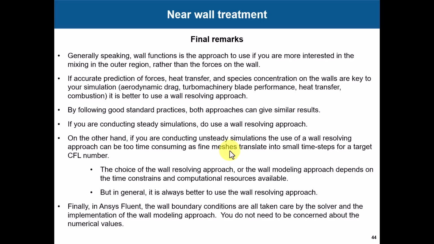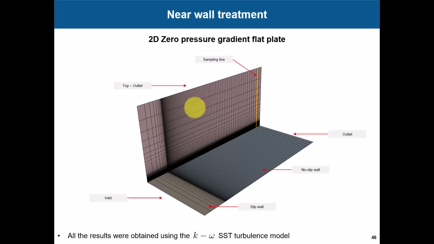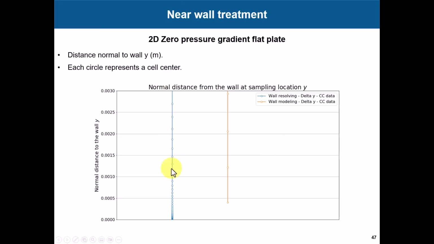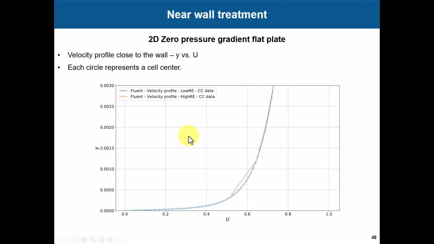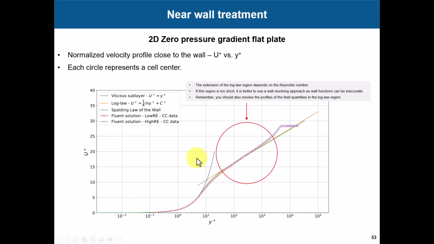And well, some final remarks. Just to end here, just to show you some comparison, the same case. Each of these circles represents a cell center, so clearly you see the difference between a wall resolving and a wall modeling mesh, and the comparison of the velocity profiles. So you see that if you follow good standard practice, you choose the right boundary conditions, and you know your numerics, you're going to get the same results.